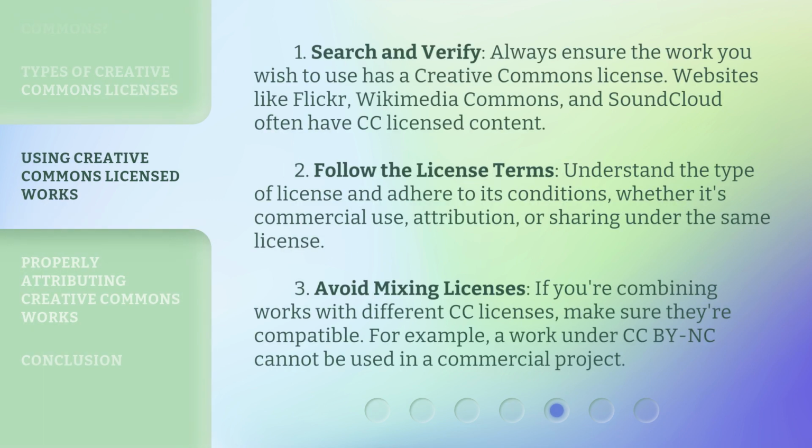1. Search and verify. Always ensure the work you wish to use has a Creative Commons license. Websites like Flickr, Wikimedia Commons, and SoundCloud often have CC licensed content. 2. Follow the license terms. Understand the type of license and adhere to its conditions, whether it's commercial use, attribution, or sharing under the same license. 3. Avoid mixing licenses. If you're combining works with different CC licenses, make sure they're compatible. For example, a work under CC BY NC cannot be used in a commercial project.